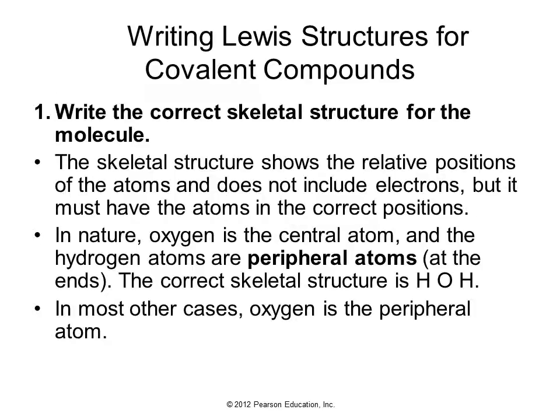So how do we write Lewis structures and do this correctly? The first thing is to write the correct skeleton structure. The skeleton structure shows the relative positions of atoms, but it doesn't include the electrons. For instance, oxygen is generally a central atom, and the ones placed on the outside are the peripheral atoms. In many cases, hydrogen and oxygen are peripheral atoms.